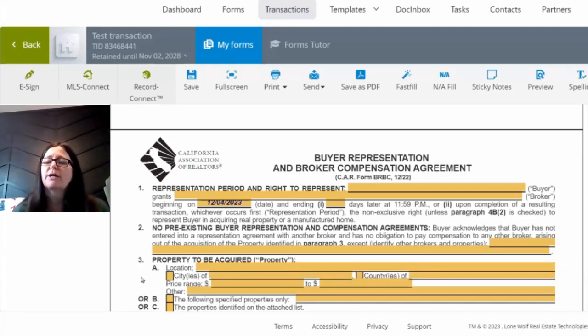What property are we going to help them find? And we have different options. We do not need to fill out every single one of these lines, but are we helping them find a property in one specific city or cities? Is it maybe a county that we're helping them find a property in? What price range are we helping them find it in?